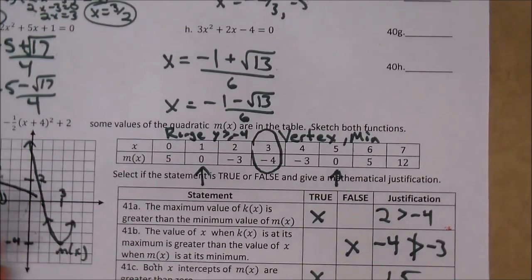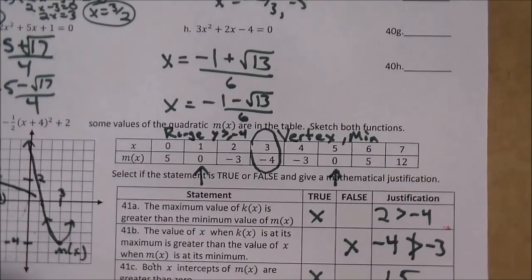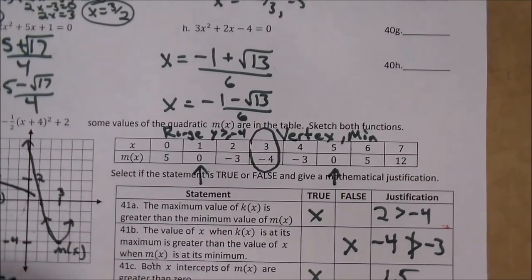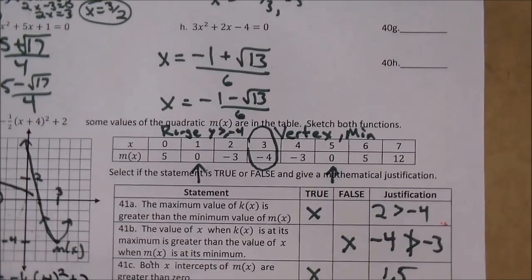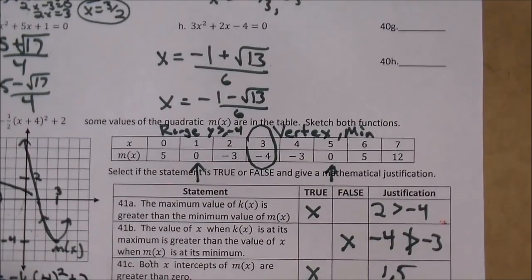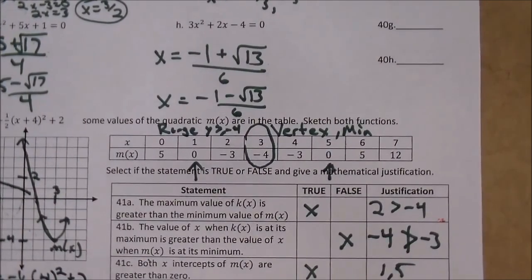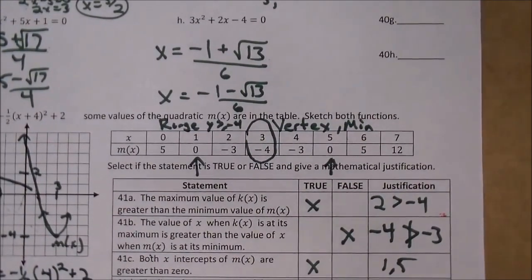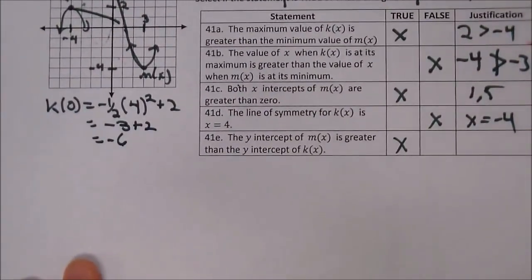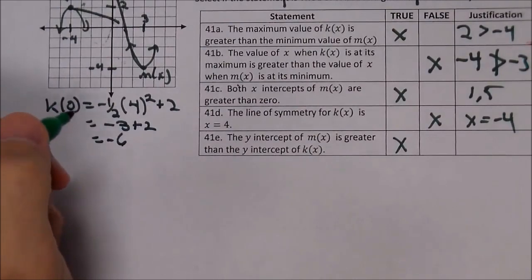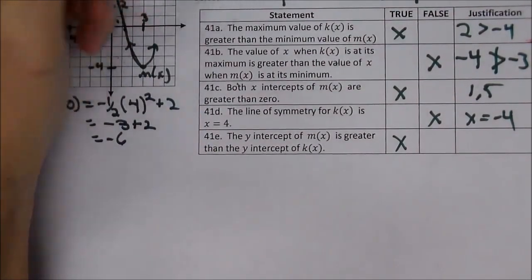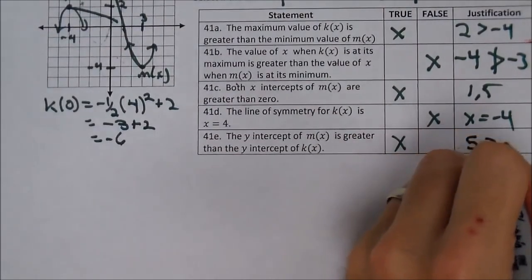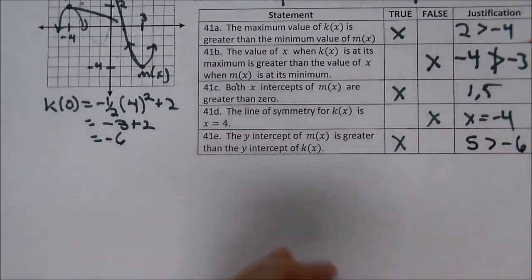What you could also do is plug in 0 for x in both graphs. And it looks like we get negative 6 is the intercept. It'd be nice if I was on the screen. Negative 6 is the intercept for k of x. And then m of x, at x equals 0, it's 5, and 5 is greater than negative 6, so that one is true.